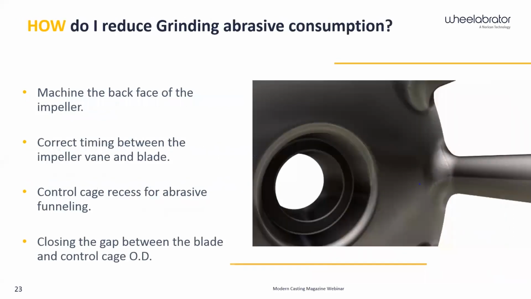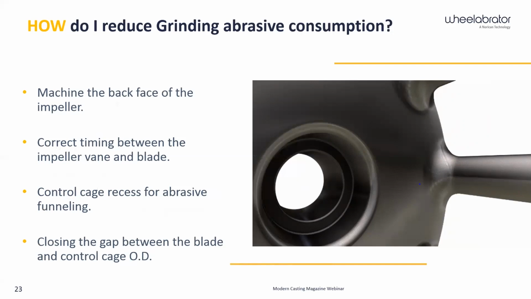So here we go. How can we reduce any of this abrasive consumption? That's the million-dollar question. One of the things that you can do is machine the back face of the impeller. These impellers are castings, typically. Most of them will have a parting line or something back there. And, in the old days, a lot of those impellers, when they seated inside that control cage and you used your impeller bolt to bolt it in, they would lope.